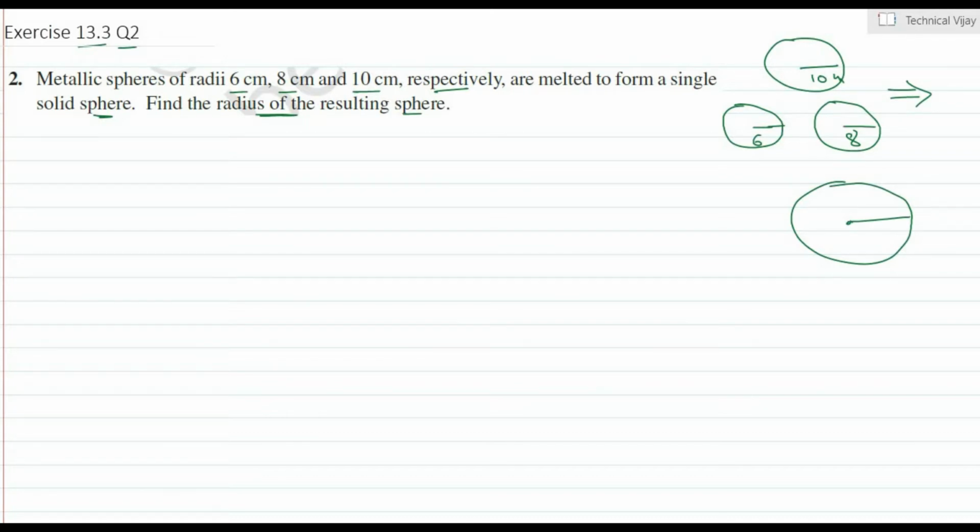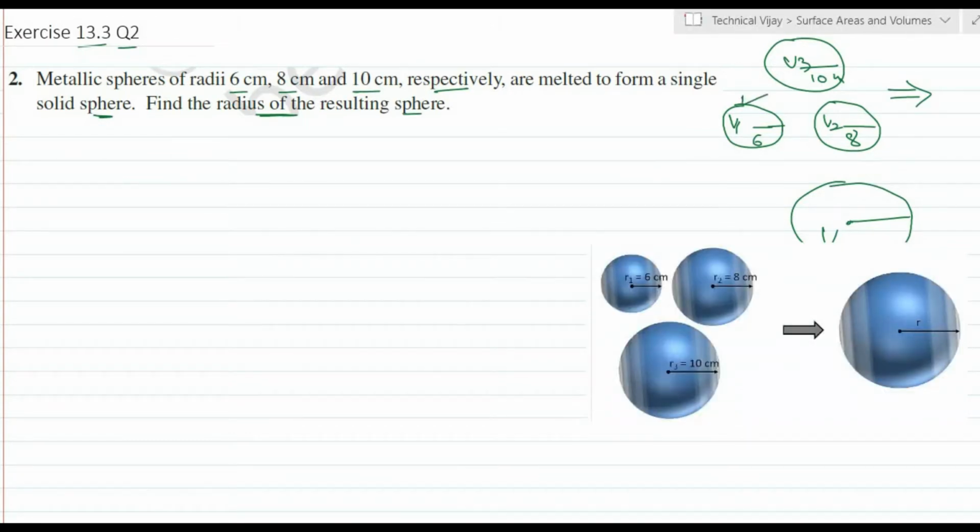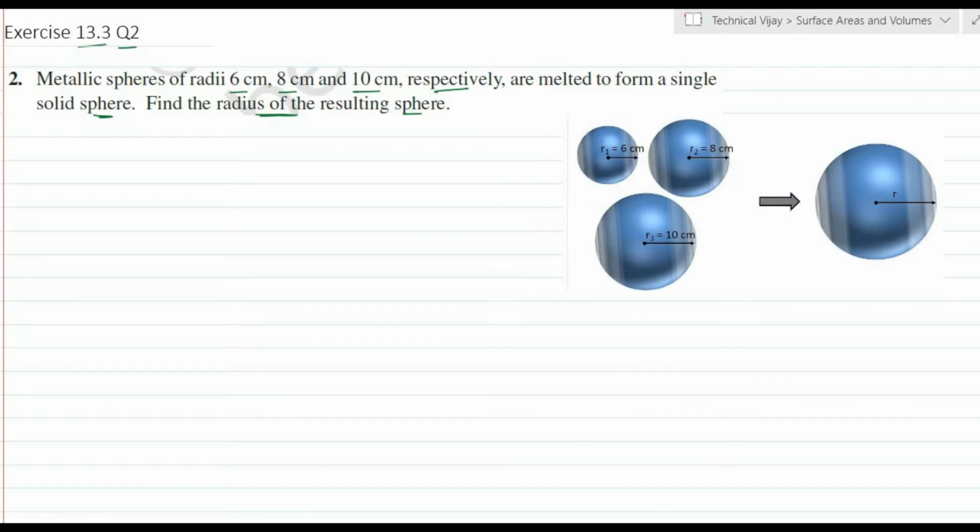So the volumes of these 3 will be V1, V2, V3, and the resulting volume is V. The resulting volume must be equal to the volume of the first one, the second one and the third one, that is the sum of the volumes of 1, 2, 3. Each volume you have to find out first. So here R1 equal to 6, R2 equal to 8, R3 equal to 10 centimeter. Let these volumes be V1, V2 and V3.